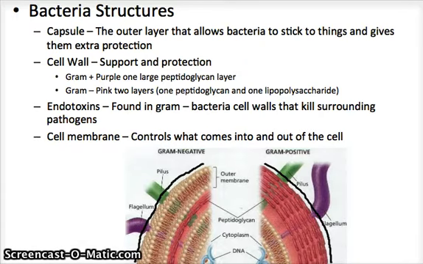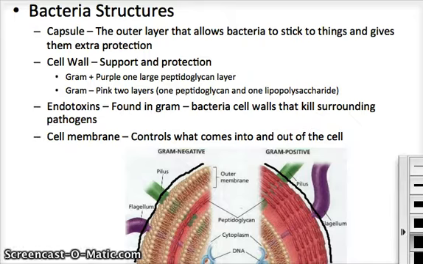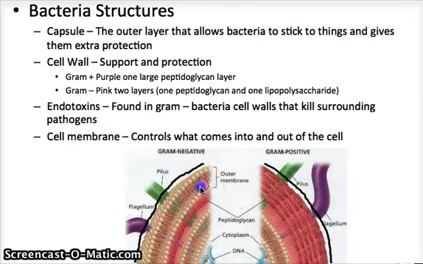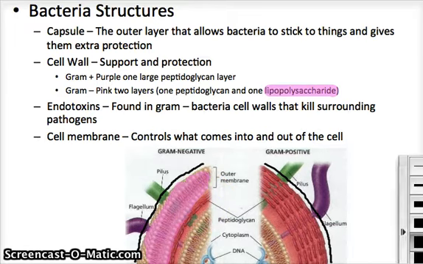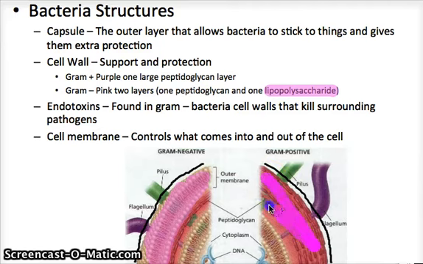The cell wall is the next layer, and remember gram-negative show up to be pink, so if I highlight that, that's all gram-negative, and the layer that I'm highlighting there is the outer membrane, which is the lipopolysaccharide membrane. Remember that gets washed off after we stain it purple, and then when we stain it pink, this peptidoglycan wall right here gets stained, and that's why it turns pink. Whereas the gram-positive turns purple when we stain it, and it has that thick peptidoglycan wall here.